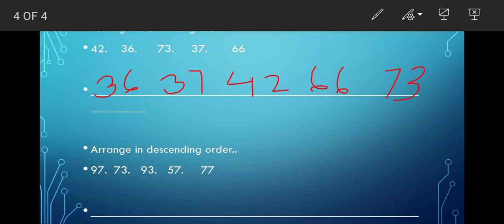Okay. So let us write now. So the first number is 97. Then 93, then the next biggest number is 77, then the next biggest number is 73 and the last number will be 57. Okay, children.